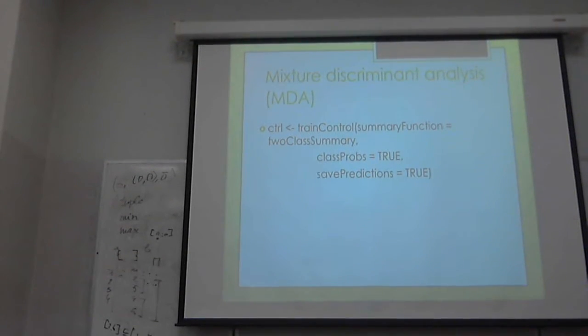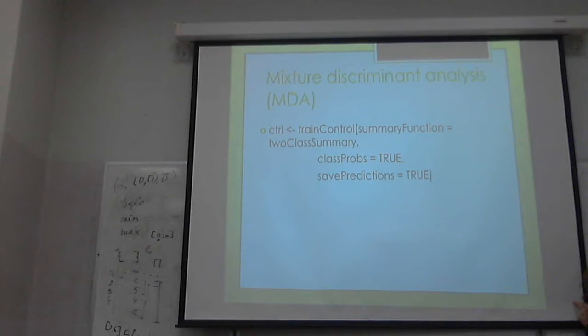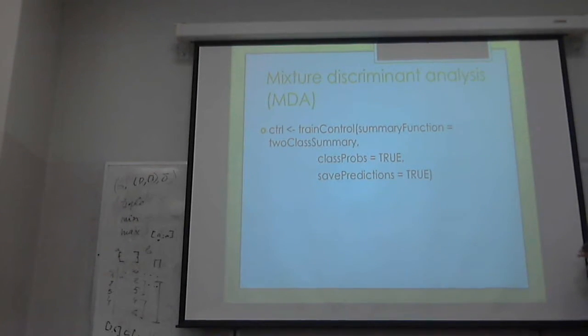Okay, so who can repeat the numbers for me from the last class? First will be AUC, then accuracy, then sensitivity, specificity.